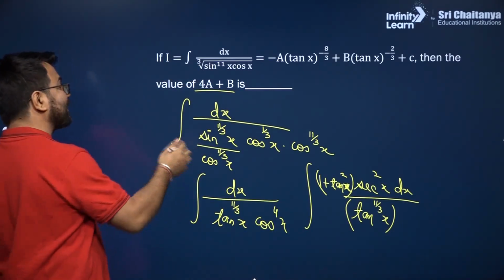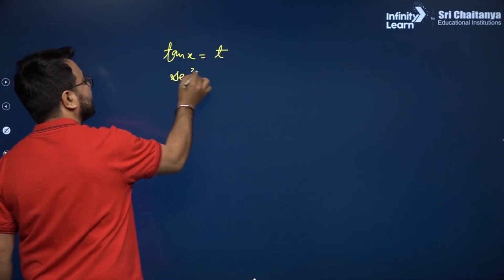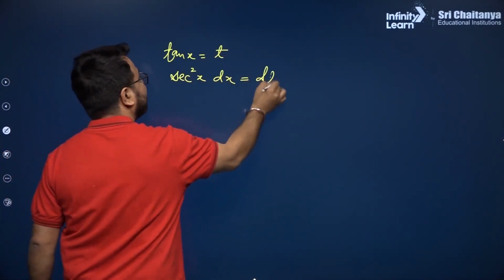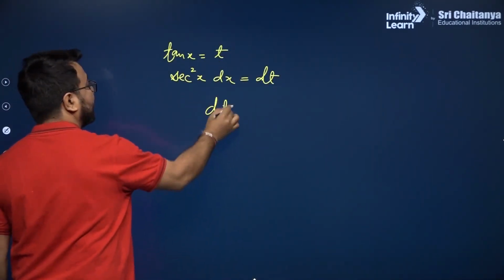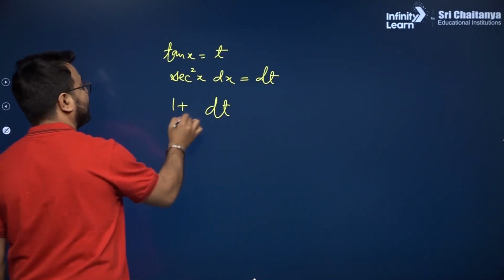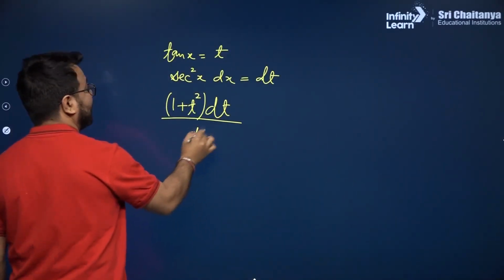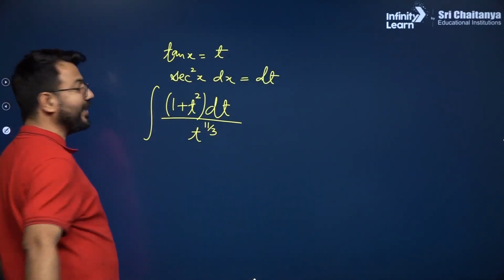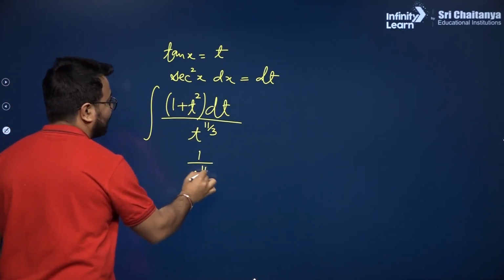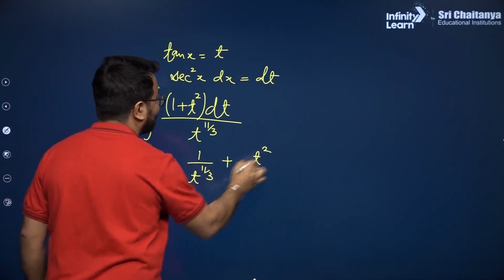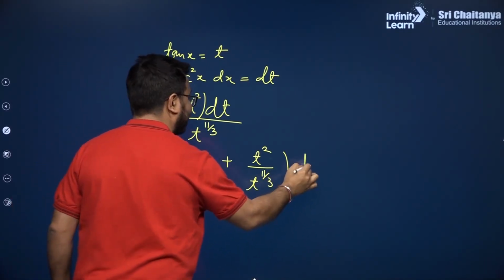Now what we can do, we will be substituting the value of tan x as t. I know that tan x is t, then sec square x dx will be converted to dt. So in the numerator, I can observe this expression is dt, and here we have 1 plus t square, and moreover in the denominator it is t raised to the power 11 upon 3. Are you getting my point? So this is very simple now. I will be individually dividing it: 1 upon t raised to the power 11 upon 3, and then t square upon t raised to the power 11 upon 3, and then this needs to be integrated with respect to t.